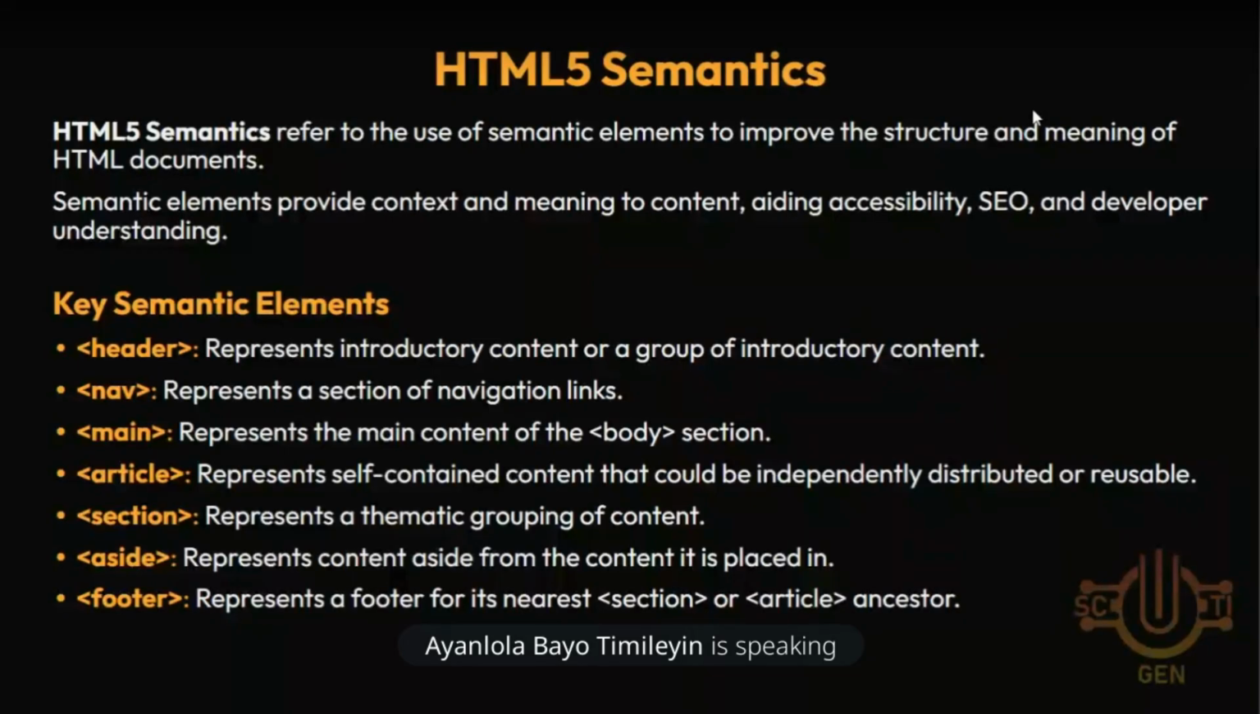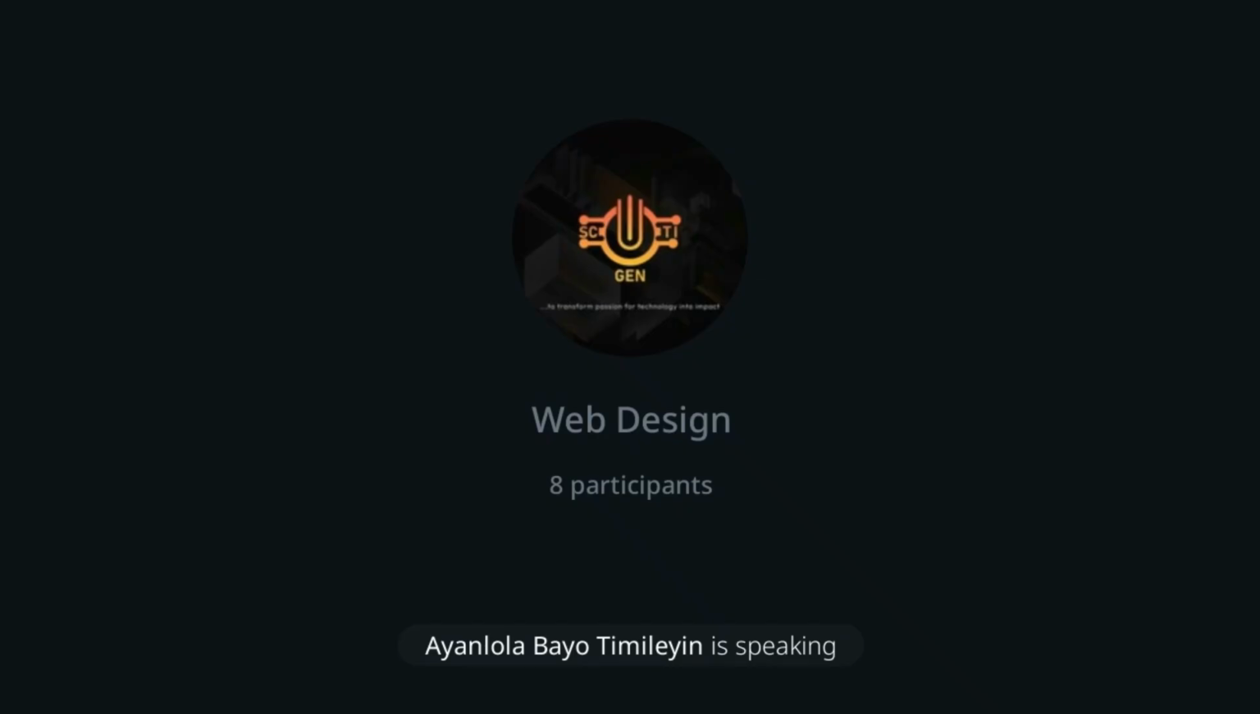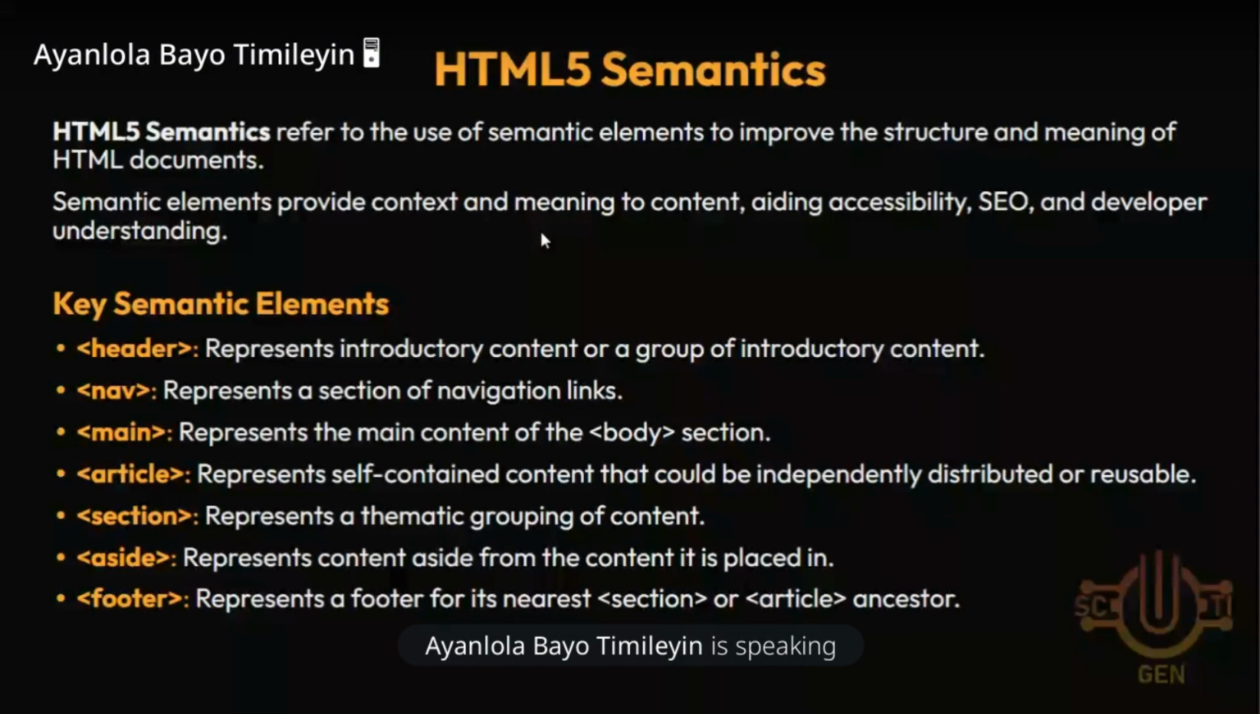HTML5 semantics refer to the use of semantic elements to improve the structure and meaning of HTML documents. So semantic elements provide context and meaning to content, aiding accessibility, search engine optimization, and of course, developer understanding. So prior to HTML5 semantics, if we are creating web content, we usually use div, the div tag, that's div.